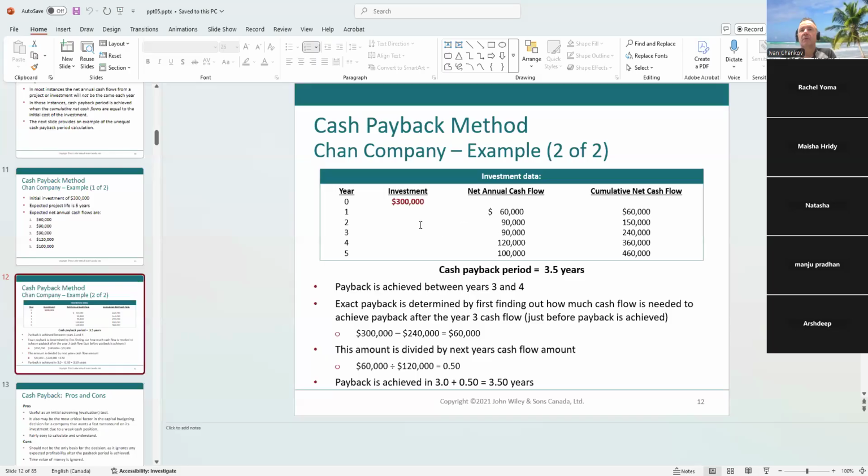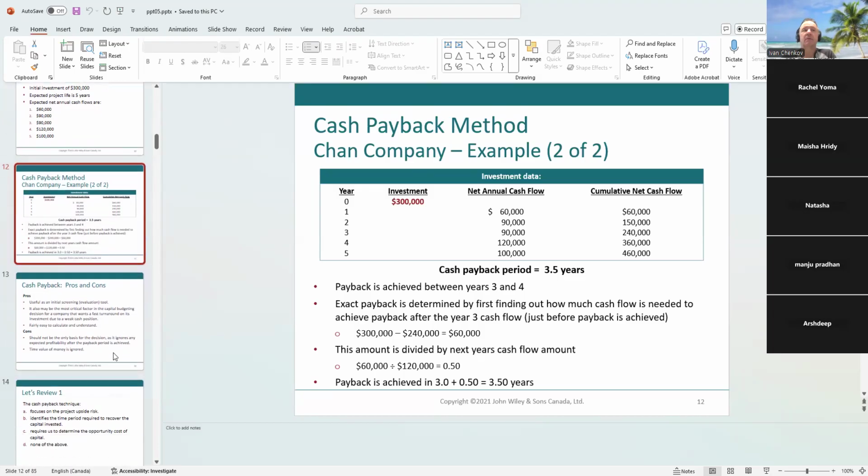Okay, let's keep going with the slides. That will be the rationale under the PowerPoint slides, how they get the 3 years and how they get the fraction of the 4th year when we recover the investment. Again, this one will be tested on the final quiz.